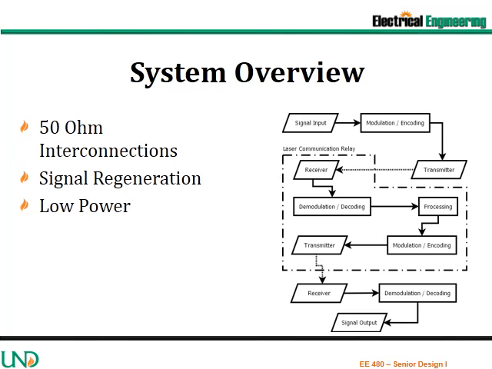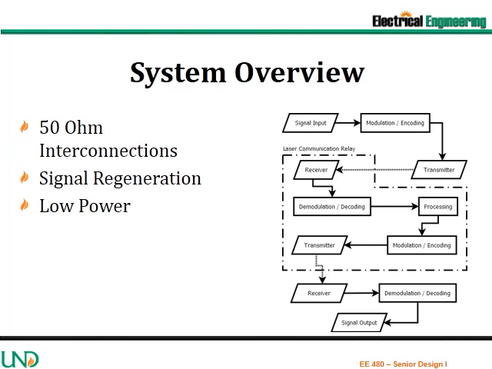The system block diagram is shown on the right. The transmitter module will consist of the signal input, the modulation and coding, and the transmitter. The laser communication relay will have functions of receiving the signal, demodulating it, processing it, modulating it again, and then transmitting it again. And then finally, the end user will receive the signal, demodulate it, and then have access to the original signal input.